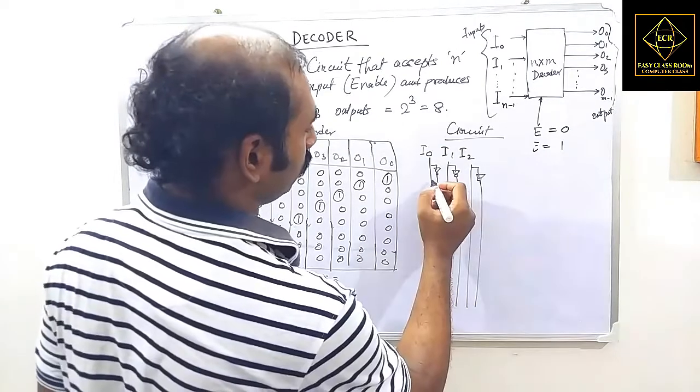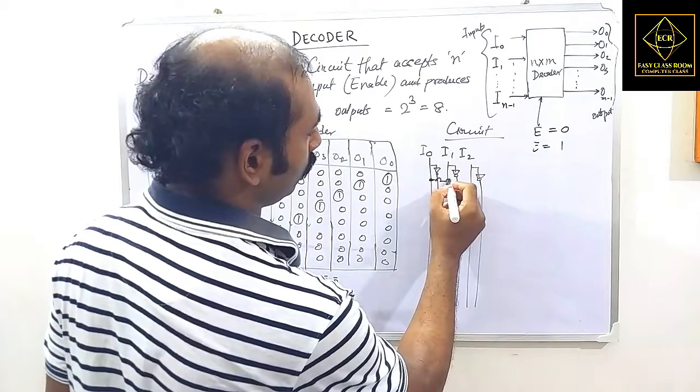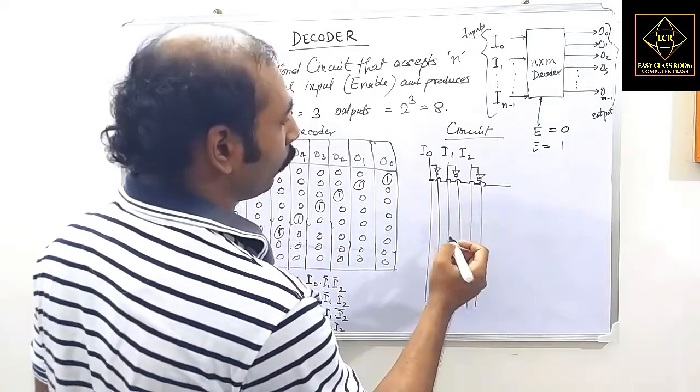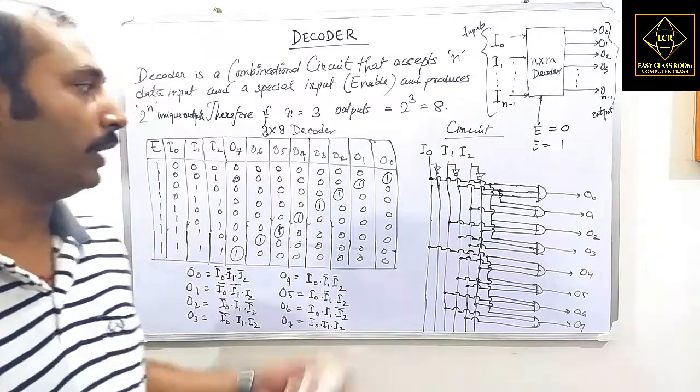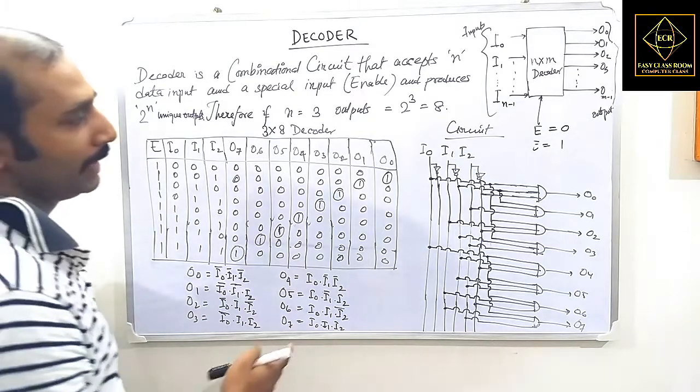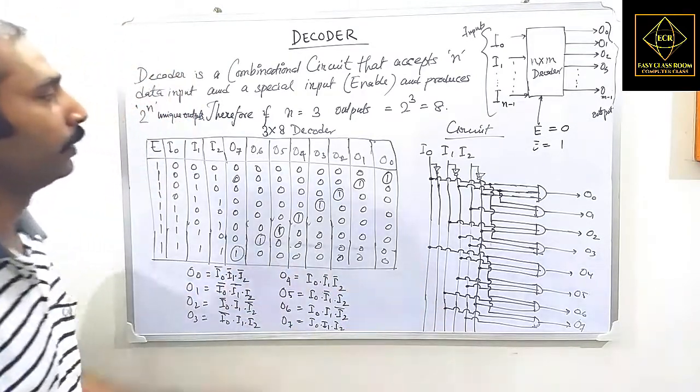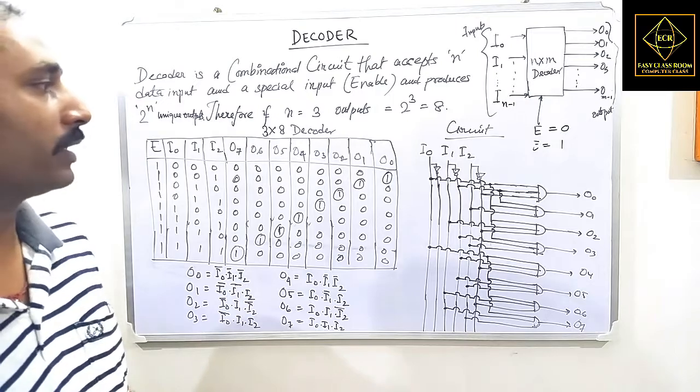Okay, so you get the point of what is happening here, right? So here is the logic diagram and truth table of the 3x8 decoder circuit.